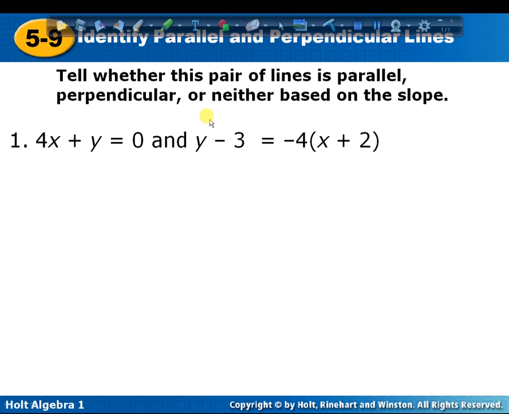Now for both of these, this is a little bit more difficult than yesterday. Yesterday they gave us the problems in y equals mx plus b form. Today we're going to have to make them look like y equals mx plus b before we can tell whether or not they're parallel, perpendicular, or neither.